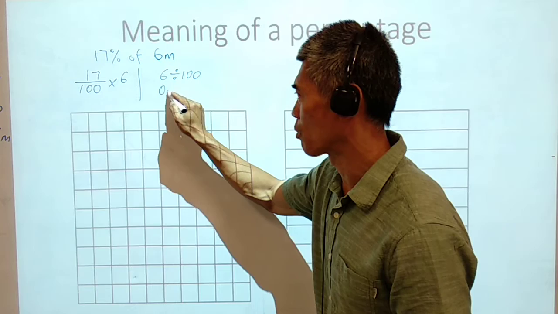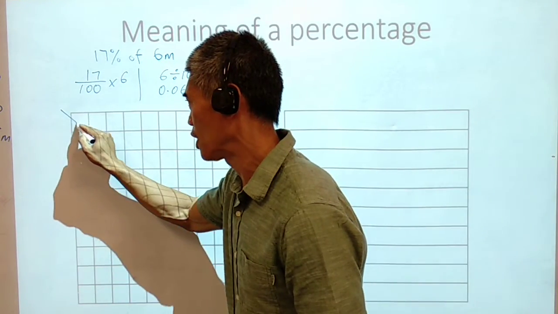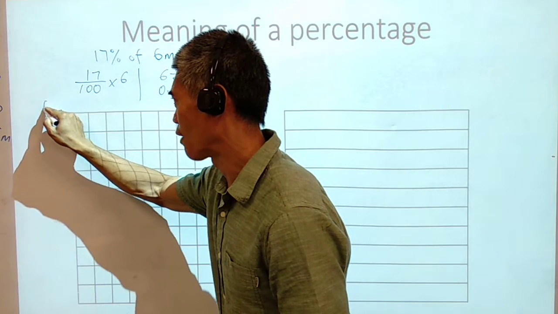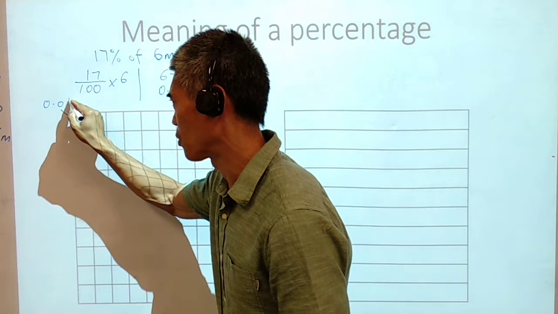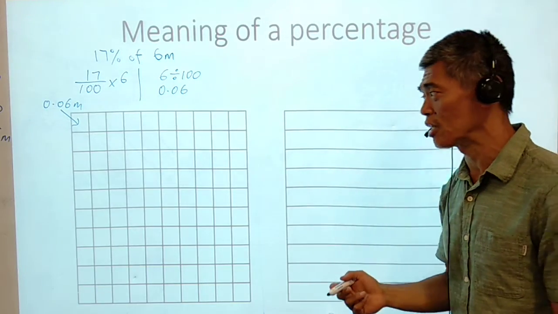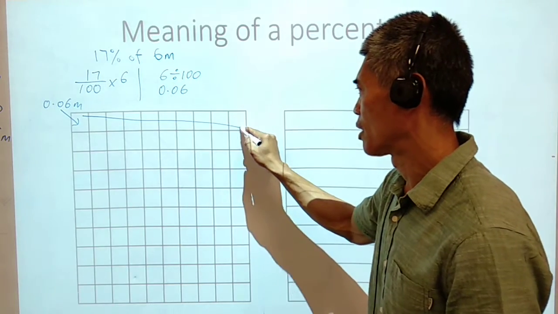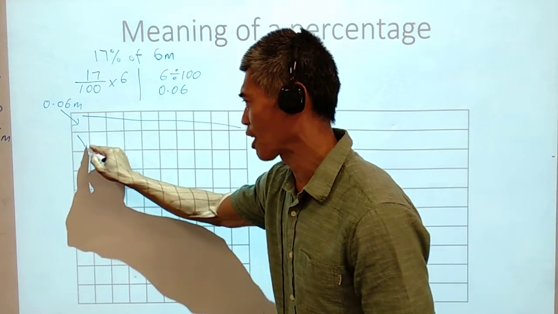I will get 0.06 meters. So that means in each of these squares, I have 0.06 meters. And how many do I want? I want 17 of them. So that means shading 1 row plus another 7.